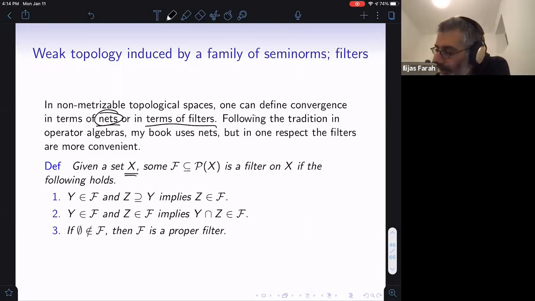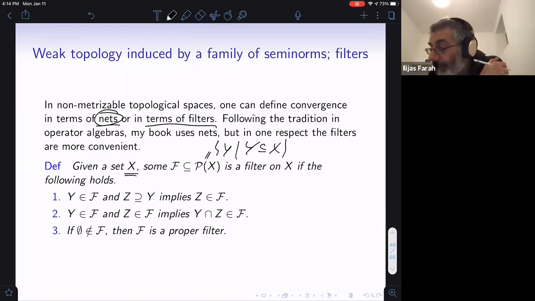And F, oh yes, P of X, I didn't define P of X. So P of X is the set of all Y such that Y is a subset of X, right? The power set of X. So a family of subsets of X is a filter if you have these properties: it's closed upwards, it's closed under intersection of its elements. And also, if you want a proper filter, which we do, you don't want the empty set to be there.